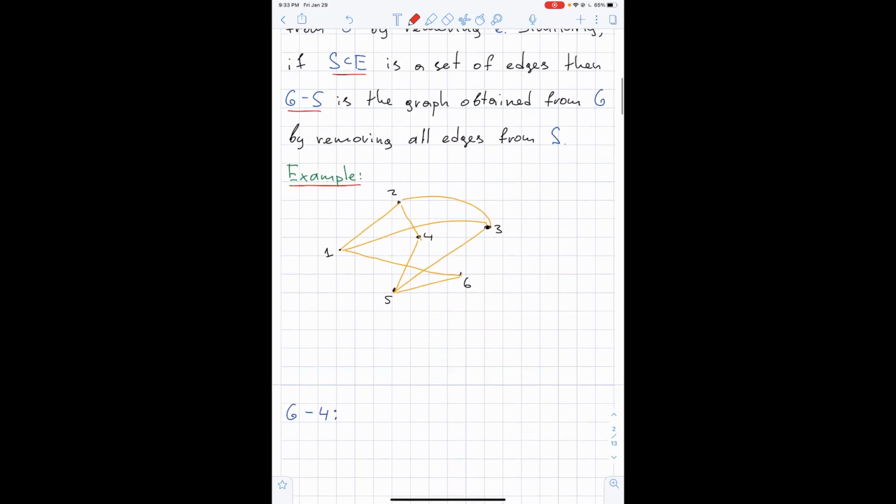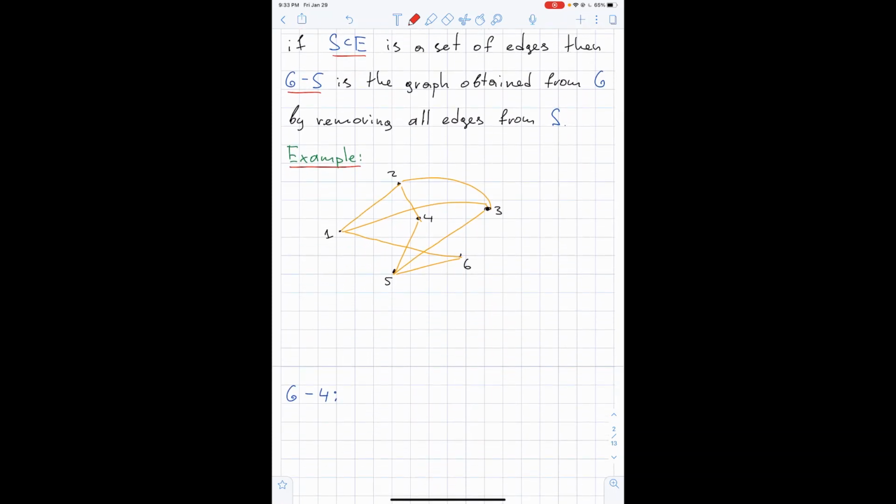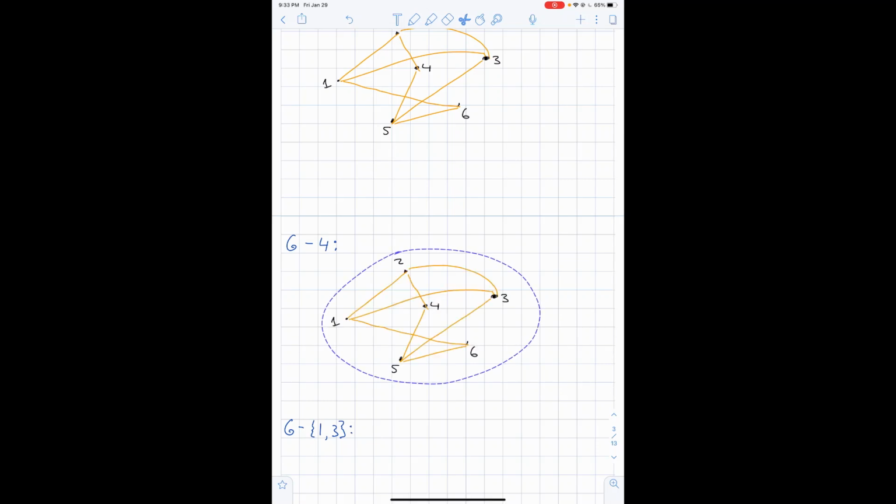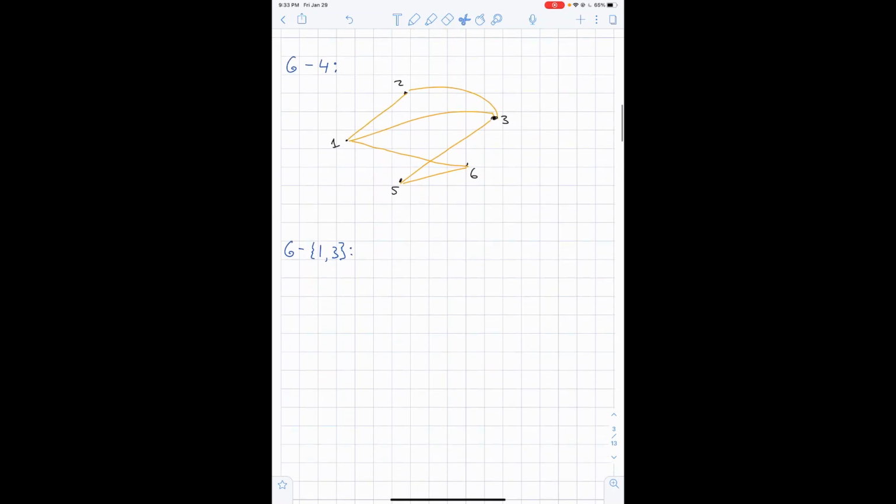So let's say we have this graph. Now, let's say I want to remove vertex 4. If I want to remove vertex 4, then I need to remove all the edges from 4. We have two edges that go from 4, and the vertex itself. So that's going to be G without 4.